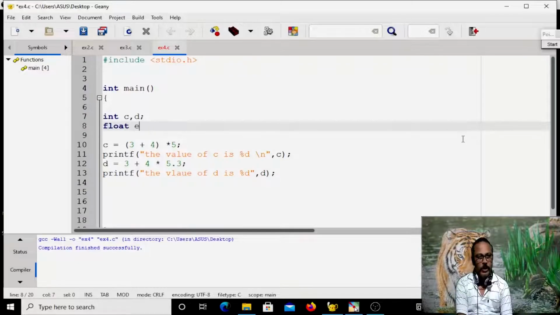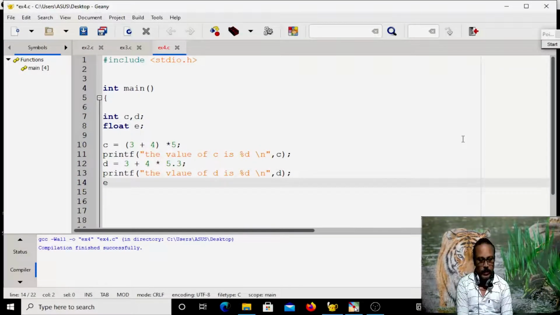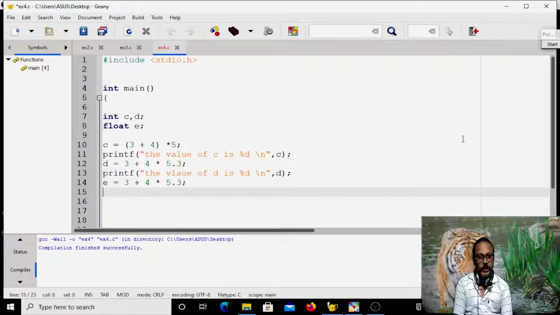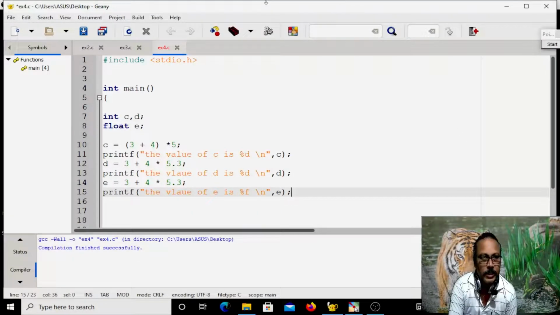We will do one thing: float E. I am going to write the same expression, 3 plus 4 star 5.3, and then print the value of E. The value of E is percentage f, because it is floating type. Now let us see.